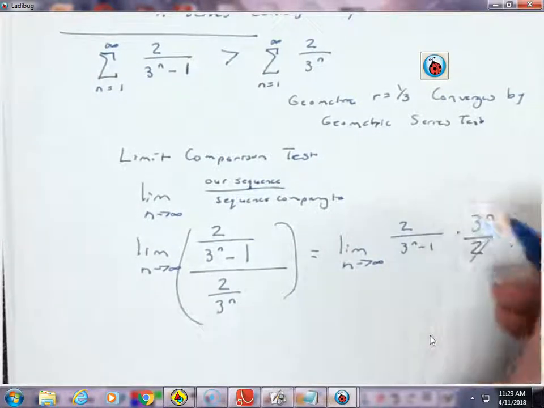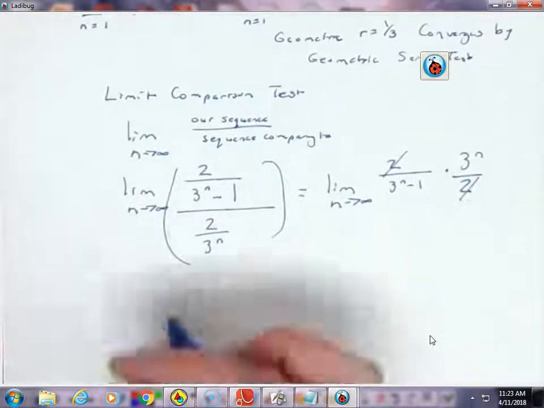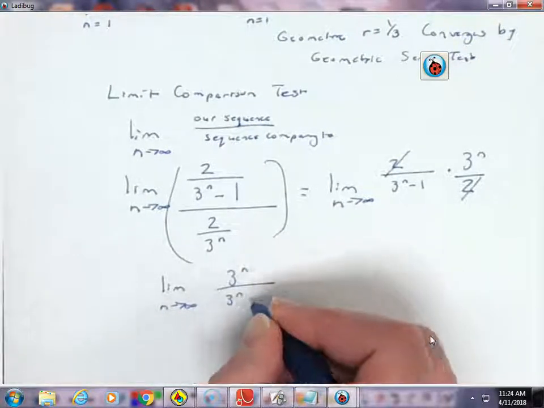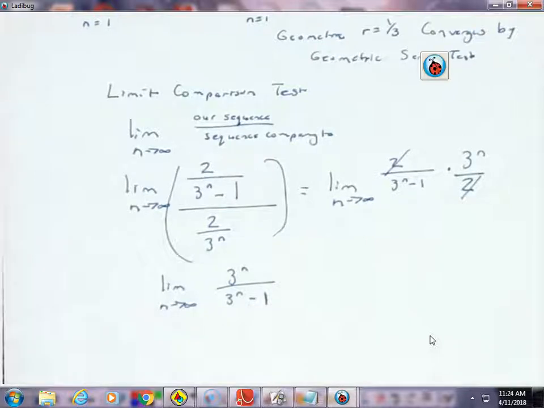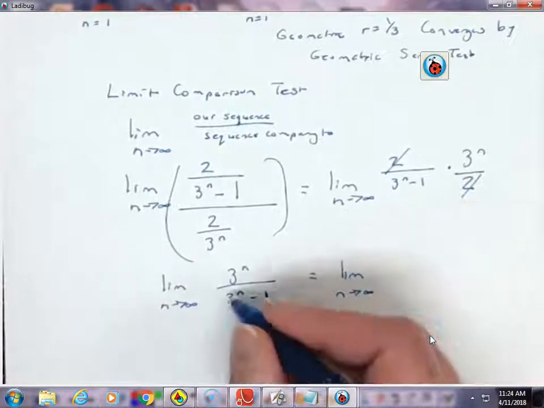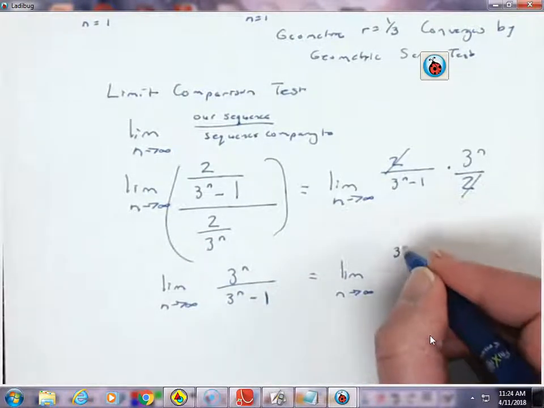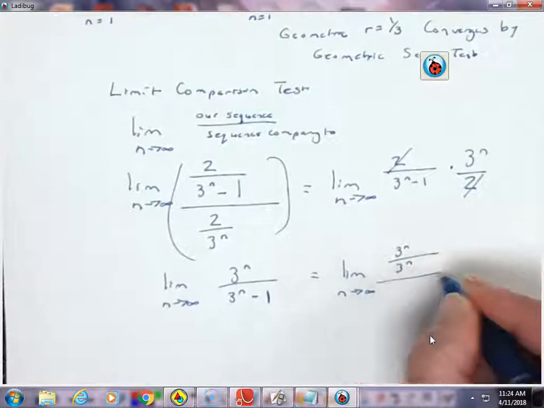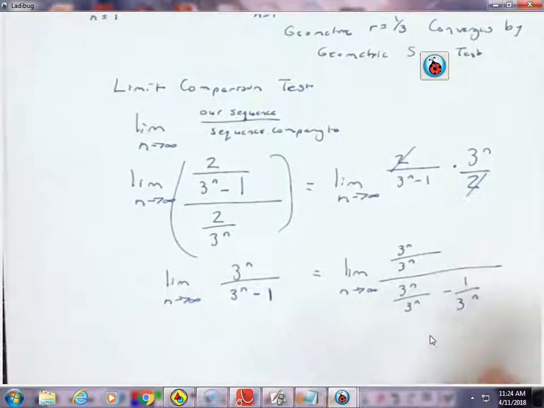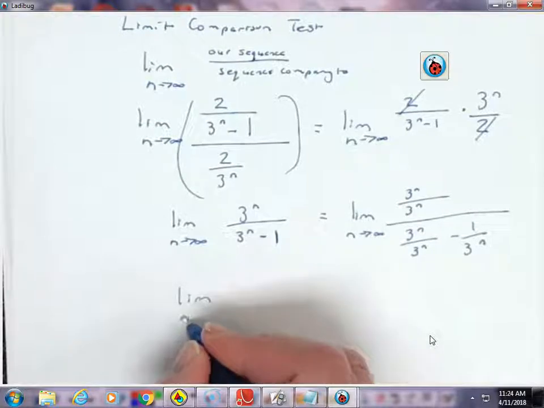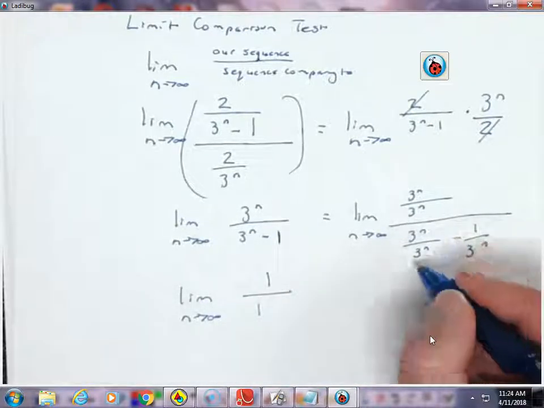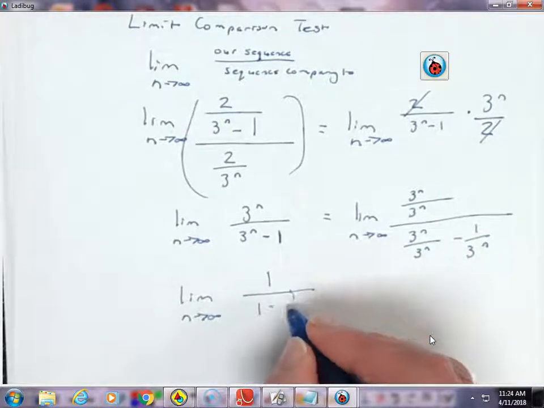We're pretty happy here. The 2's are canceling, good sign. So we have the limit as n approaches infinity of 3^n over 3^n minus 1. The best way to deal with this, to figure out what happens as you go towards infinity, is to divide each term by 3^n. It's very similar to your leading coefficients, dividing by that greatest power. So every single term I'm dividing by 3^n. So I would have the limit as n approaches infinity of 1, so this just reduces to 1, over 1 minus 1 over 3^n.